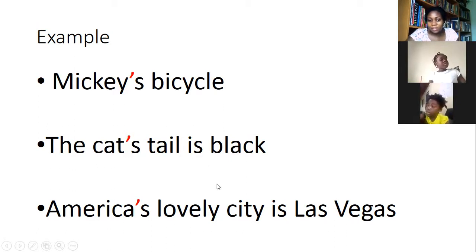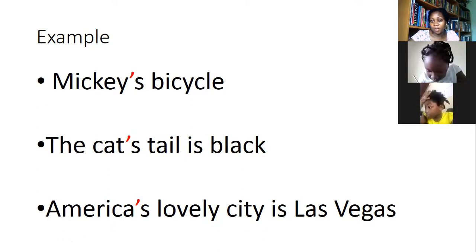Maybe Lale's lovely city is Las Vegas. So it means Lale loves what? Las Vegas. So her lovely city. That one we are talking about Lale. Lale is a human being and she's a girl. So you can say her lovely city is Las Vegas. But here's the case, we are using America. America is the name of a country, which is found in North America, the continent, one of the continents we learned this morning. So its lovely city is Las Vegas.